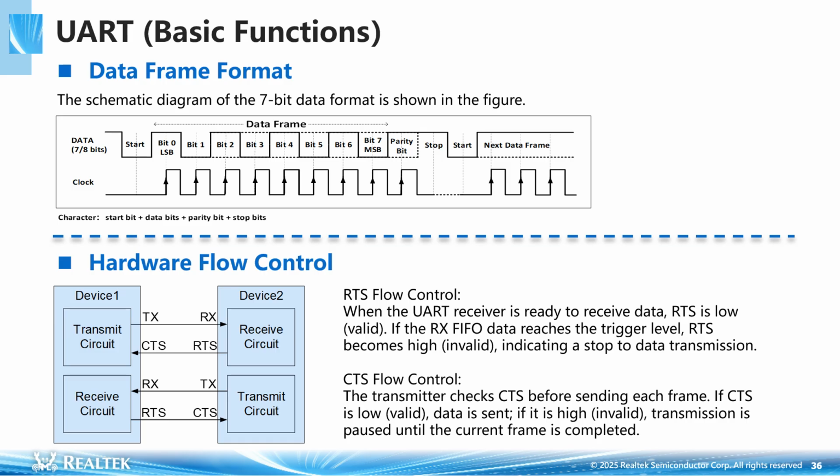CTS flow control. Prior to transmitting each frame, the transmitter monitors the CTS signal. When CTS is low, indicating a valid state, data transmission proceeds. Conversely, if CTS is high, signaling an invalid state, the transmitter suspends further data transmission after completing the current frame.